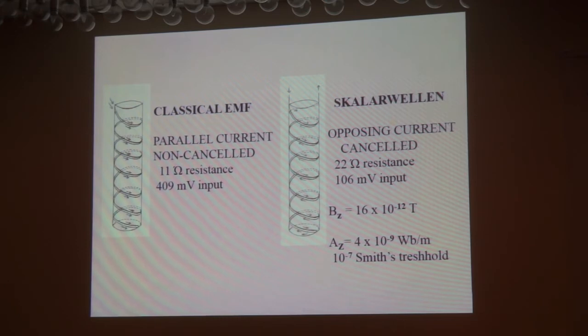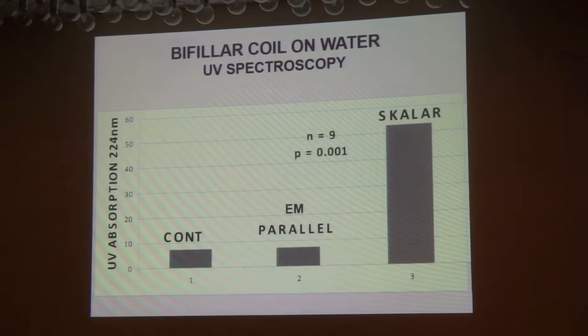That's the field that is generated from a toroid. In this situation, the A field intensity was about 2 orders of magnitude less than the threshold required to imprint water according to Cyril Smith's data. So in essence, there is no A field present. There is no B field present. Yet, there is still an effect on the water as measured with ultraviolet spectroscopy.